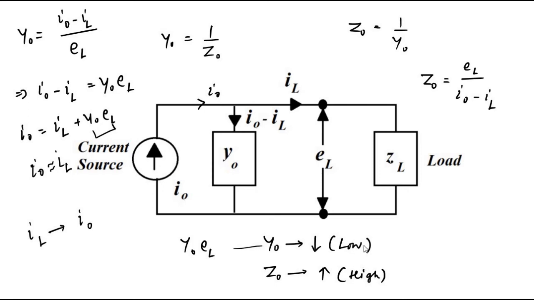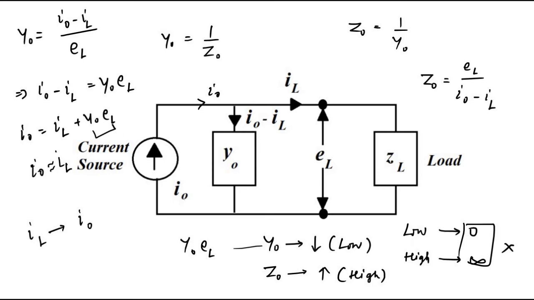When we say low, ideally it should be 0. When we say high, ideally it should be infinity. But this ideal thing is never possible, so we stick to low and high.